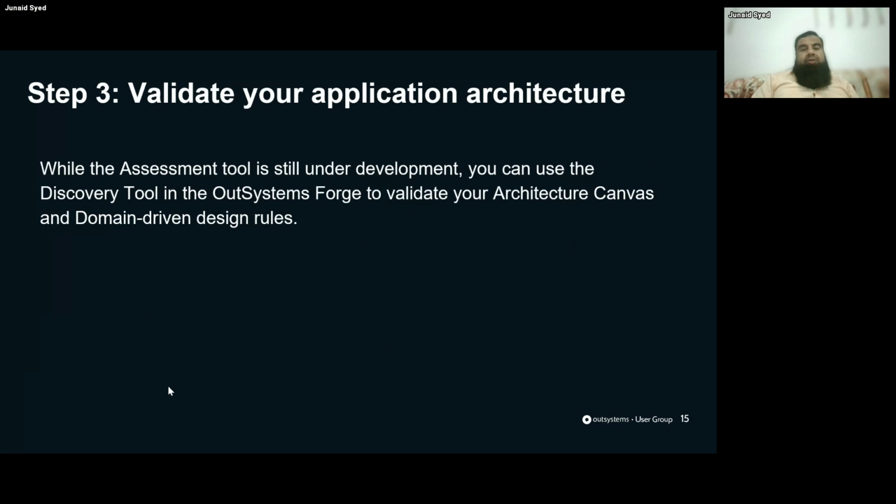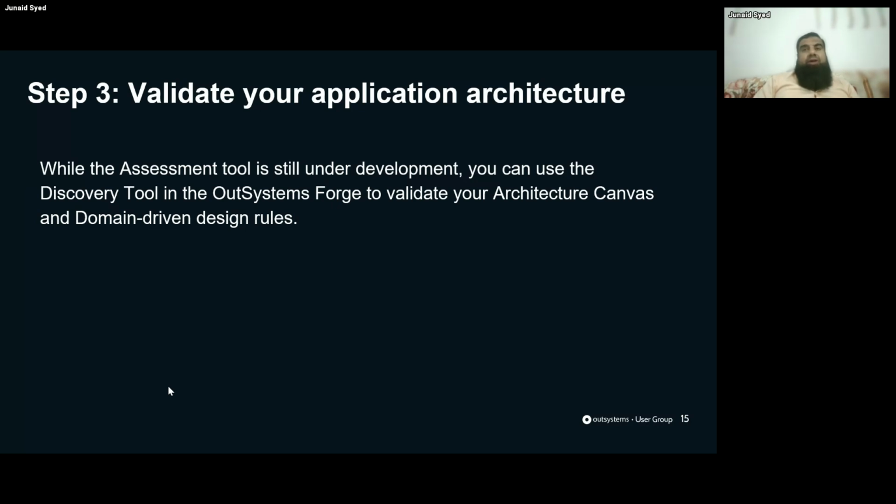Then comes the validation of our application architecture. Again, this is related to the architecture canvas and the domain-driven design rules, which you can do through discovery tools. Most of the projects or organizations who purchase an OutSystems license have the discovery tool already installed in their environment. Discovery tool, as we all know, helps us to validate the application architecture, and this is where we define the domains as well.